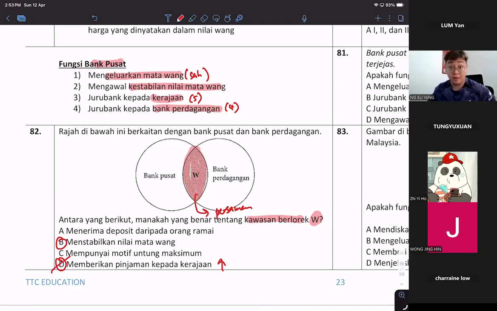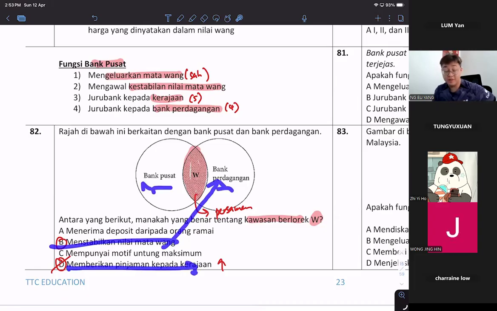So that's why this is the SPM format. So sometimes the answer is true, but not really true for 100%. But this is definitely true for both sides.